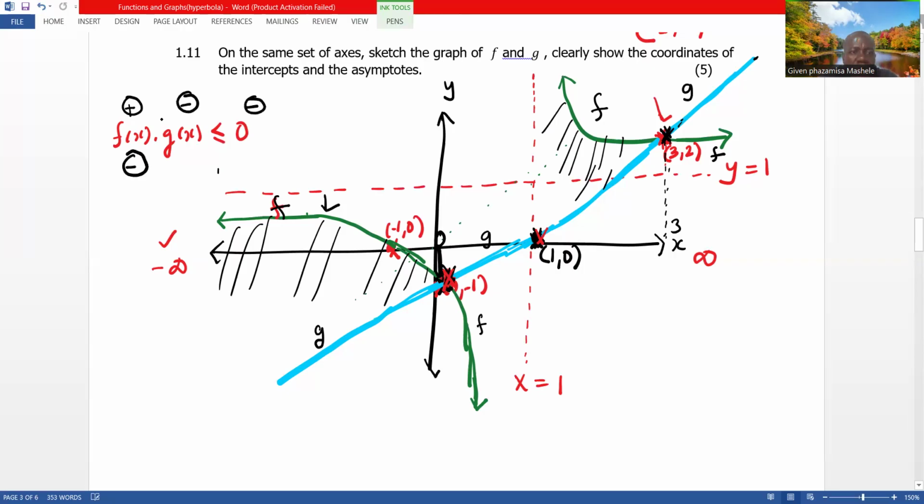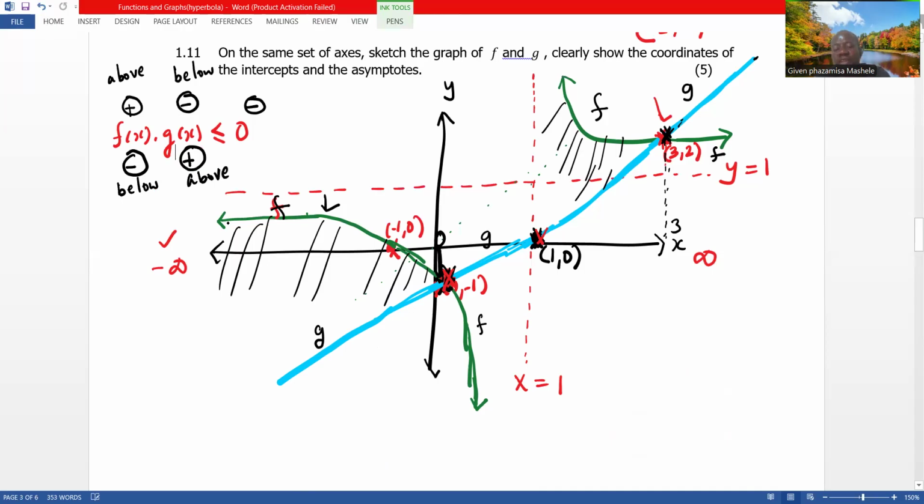And what does this mean? It means that we want to look from the graph where f is above the x-axis, and at that time g is below the x-axis, or where f is below the x-axis, and by that time g is above the x-axis. So one must be above the axis and the other one must be below, which means one should be positive and the other negative.